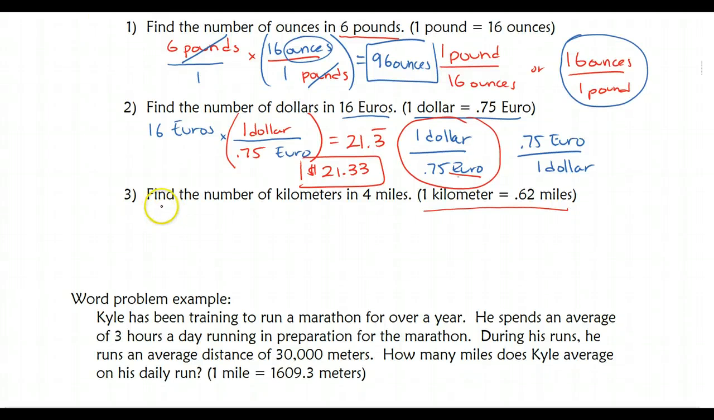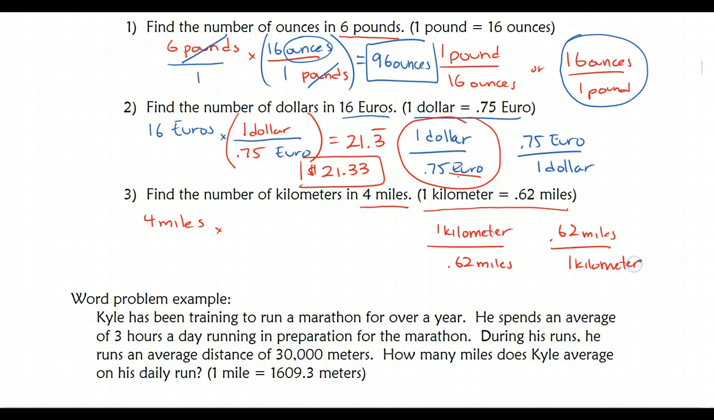Okay, let's start with finding the number of kilometers in 4 miles. Remember, we want to start with the number 4 miles. Let's write that out. 4 miles, and we're going to multiply that by one of the fractions over here that we're going to write out. So 1 kilometer over 0.62 miles, or 0.62 miles over 1 kilometer.